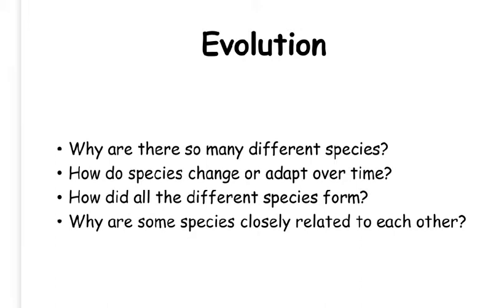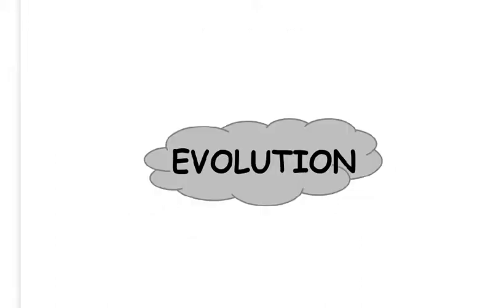Biologists believe that evolution is the answer to these questions. Biologists believe that evolution is the explanation for where all the millions of species in the world come from. There are many different habitats in the world. In each habitat there are organisms that are well adapted to survive. This results in lots of different species. But the habitats of the world are constantly changing, so the organisms must change to survive.